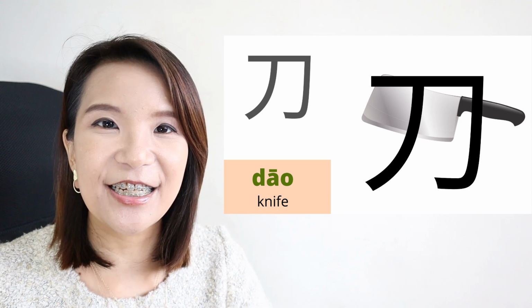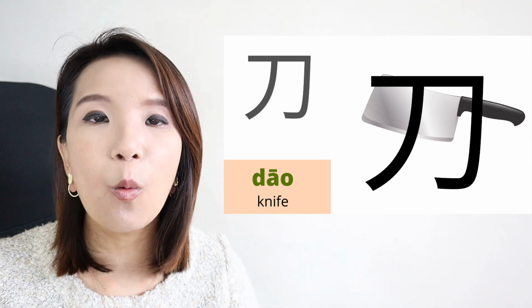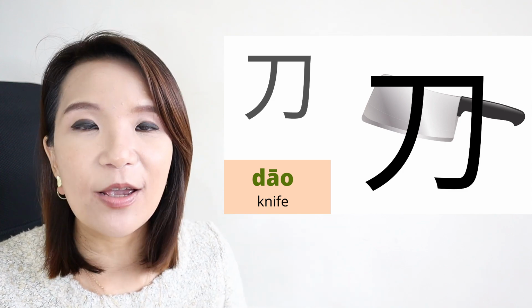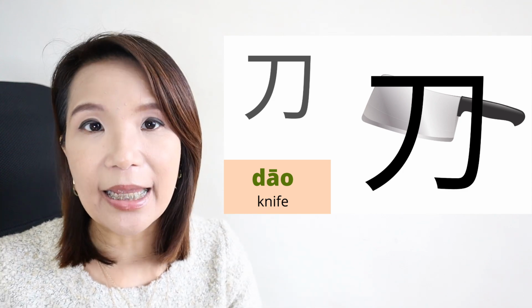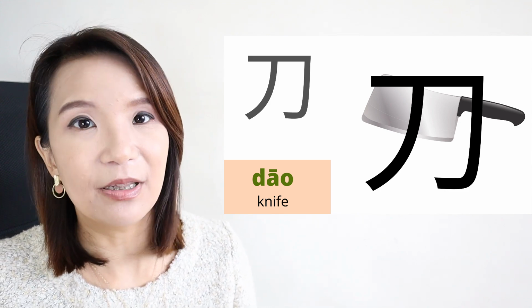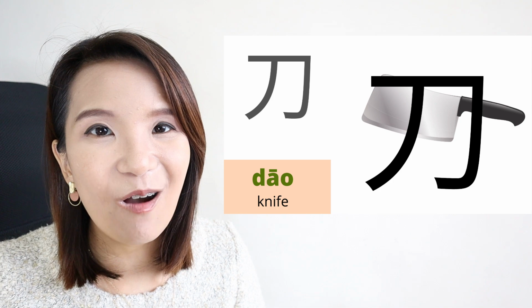And the next character is Dao. There's no extra stroke on top, but as you can see, Dao originally comes from the image of a knife, Dao. It's very similar, right? And this is how Dao is written.